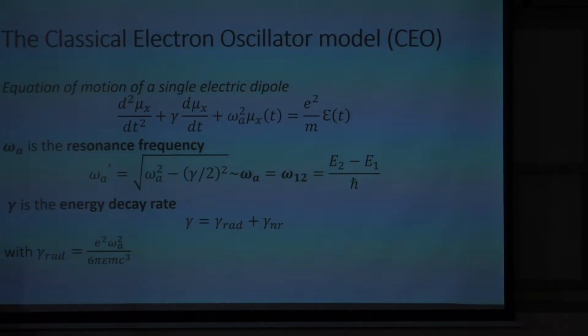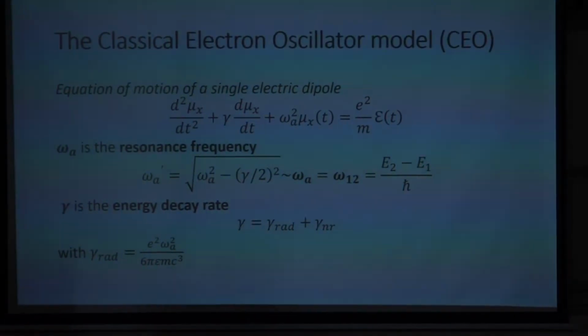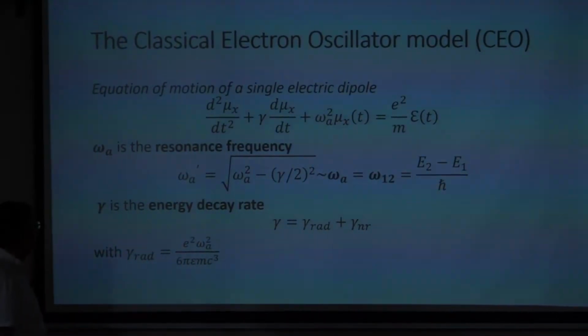Okay. So, a quick summary of last class. You remember we presented the Lorentz model. Okay, so very briefly, remember we described the classical electron oscillator model.